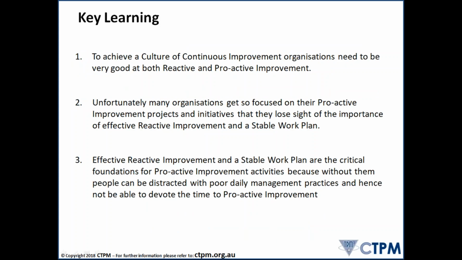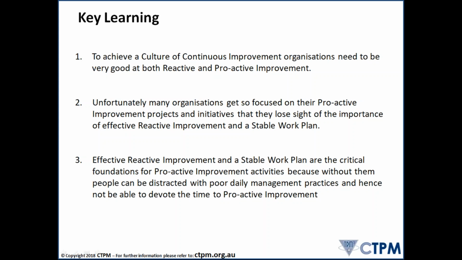So let's recap on that, and then I'll open it to questions. So to achieve a culture of continuous improvement and to find that mystery time that we all are too busy for, organisations need to focus and be very good at both reactive improvement and proactive. It's not one or the other. They need to work together. Unfortunately, many organisations get very caught up in their proactive projects and initiatives, and so they lose sight of the importance of getting effective reactive improvement and that stable work plan in place.